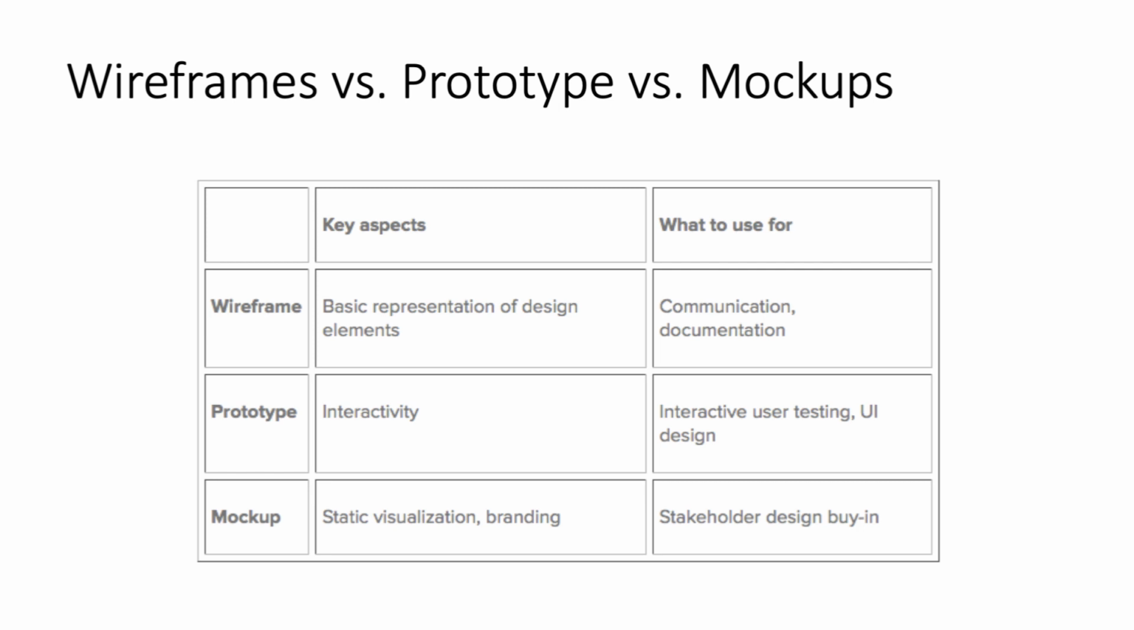And finally there's a mock-up. This is going to look almost like a finished product. It's going to maybe incorporate the branding. If you're working for a company, you'll start to incorporate the colors, things like that. And this part is going to be used mainly for stakeholder buy-in. So if you're developing a site for a client, you would want to get their buy-in, and you'd want to show them something a little more complete. So you show them a mock-up as opposed to a wireframe.